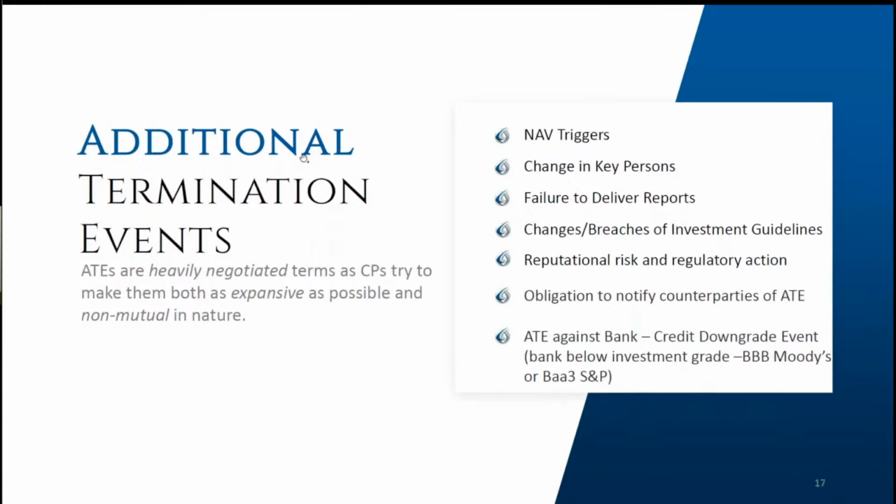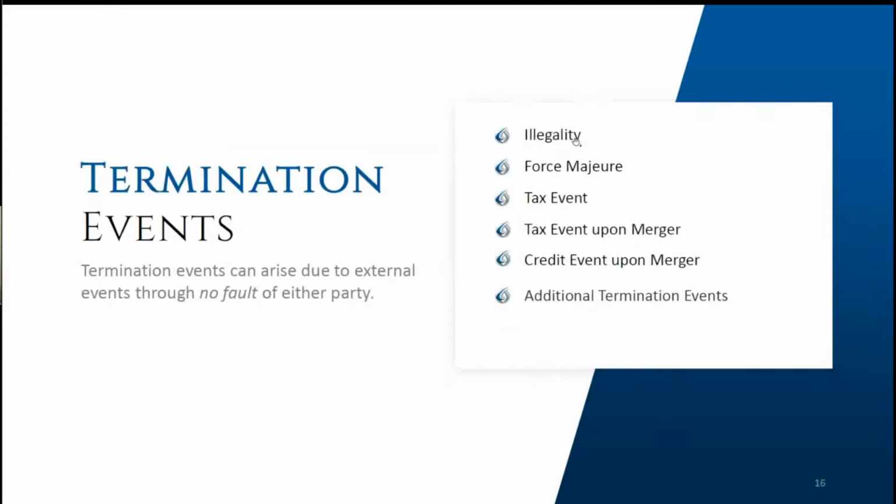Additional termination events are really a hybrid between an event of default and a termination event. Remember, we said event of default means something has gone wrong at a party, and it's a serious event, for instance, a failure to pay. And a termination event, as we saw here, is something that's usually external to the party. So a change in law could create an illegality. There could be a force majeure event. There could be tax events that occur based on changes in tax law, which change the economics of the transaction significantly.